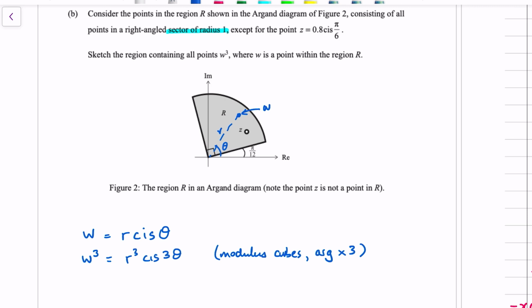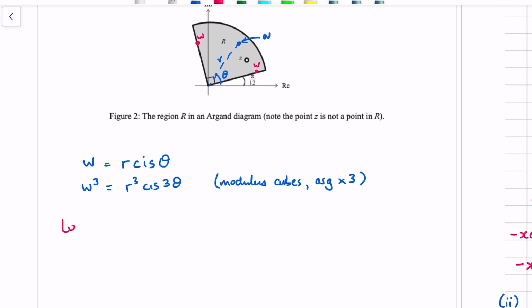In terms of the angle, if our w is chosen right up on this boundary here, then when we take pi over 12 and multiply it by 3, we get pi over 4. So that's going to be the lowest angle of the result. Or if we take w to be on this bigger boundary here, which is pi over 12 plus 90 degrees, or pi over 2, we need to consider what happens when we cube that, because that's going to be the biggest angle of the result.